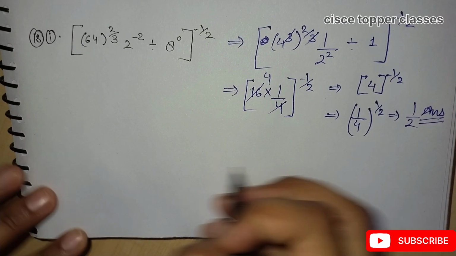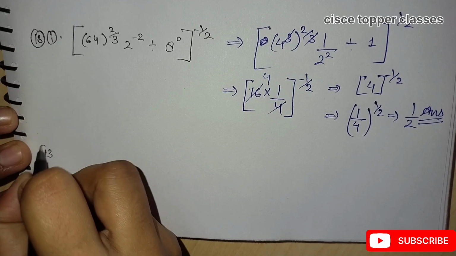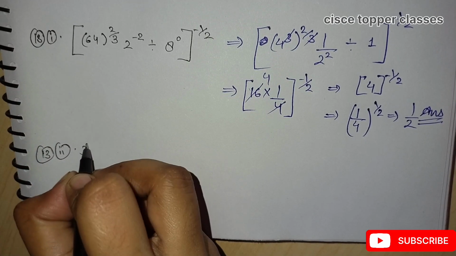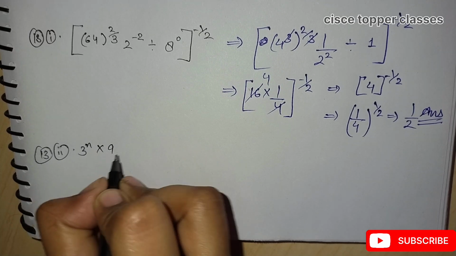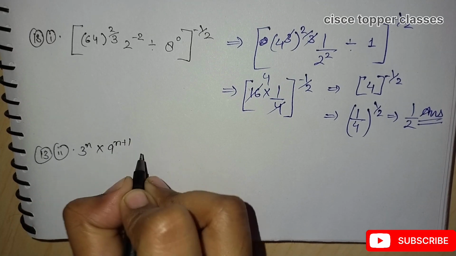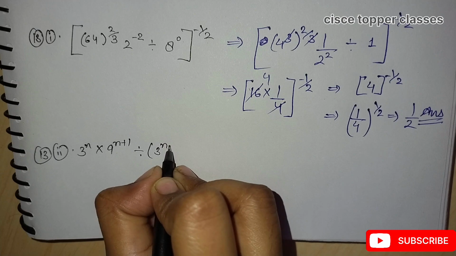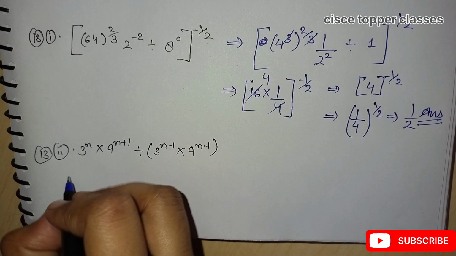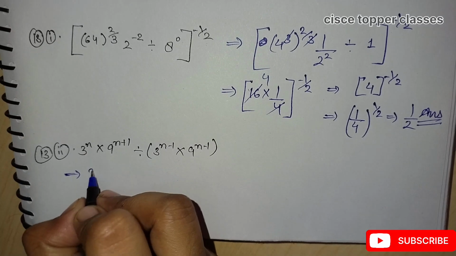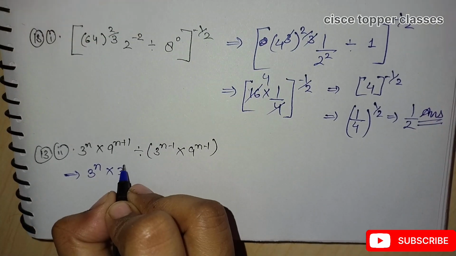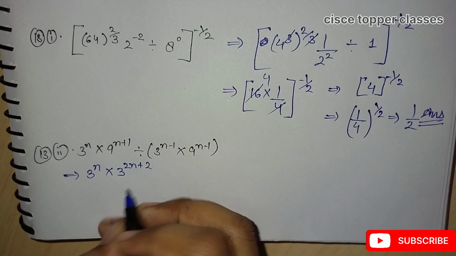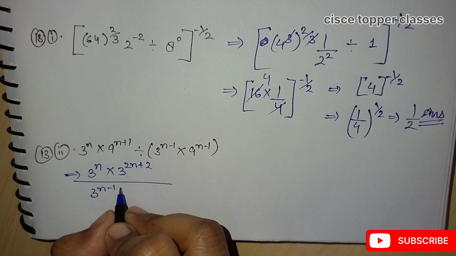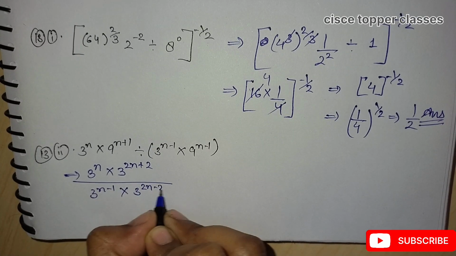Now let us solve here 13 second part also. 13 second part is 3^n × 9^(n+1) divided by 3^(n-1) × 9^(n-1). Simply we can solve here also as 3^n into 3^(2n+2) divided by 3^(n-1) into 3^(2n-2).